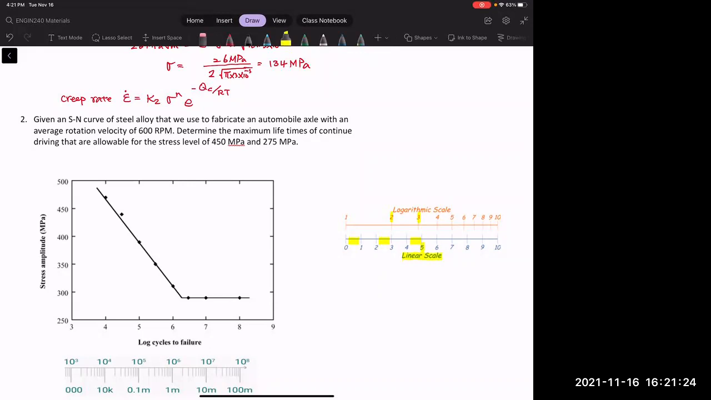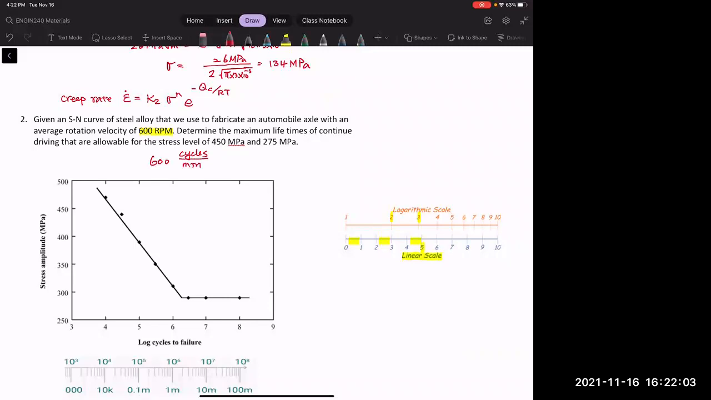Okay, so how do we find this? Well, you were given a rotational velocity. So what does the rotational velocity tell you? It tells you 600 RPM, and that means you load the material in a minute for 600 times. So it's 600 cycles per minute. This one tells you you're given 600 cycles per minute.